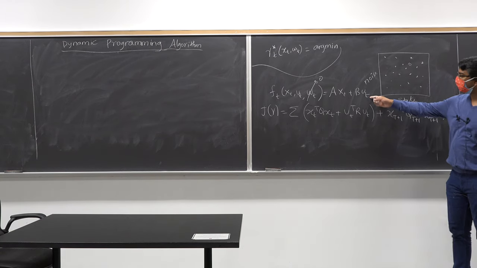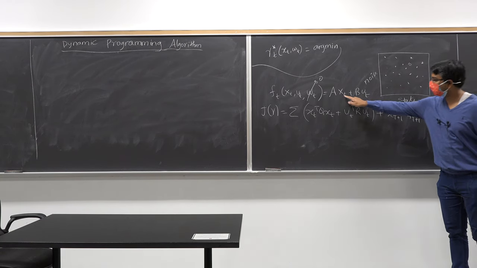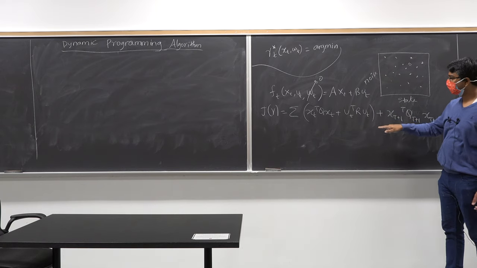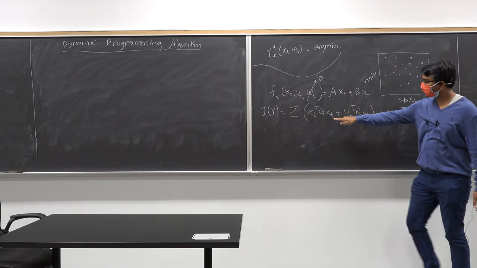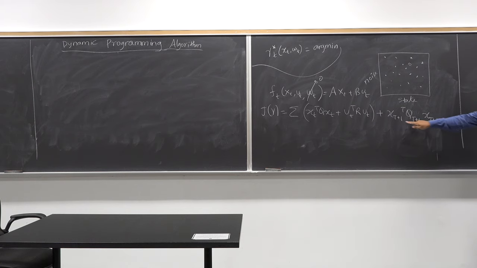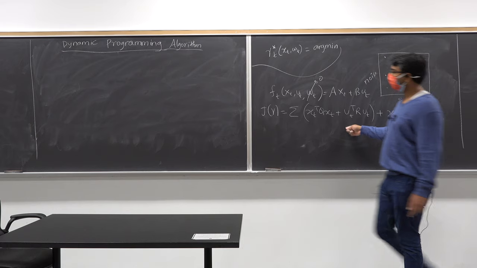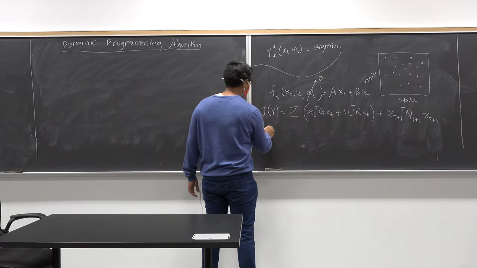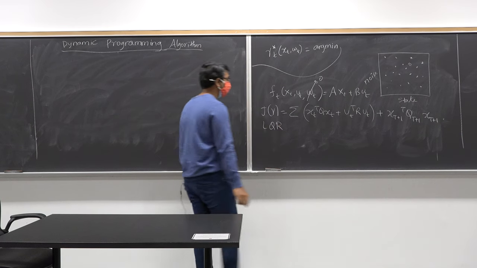So this is known as a linear system, because the state transition function is linear in x and linear in u. And this is a quadratic cost, because the cost is quadratic in state and quadratic in action, and the terminal cost is quadratic in the terminal state. So this is known as the linear quadratic regulator problem, LQR.